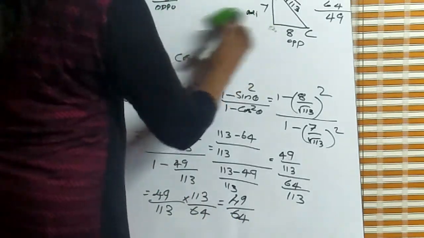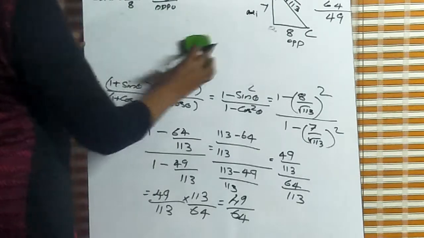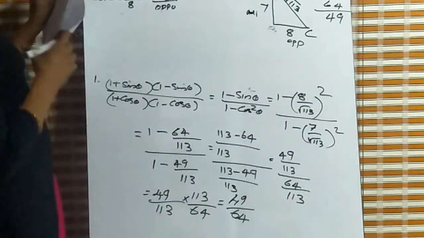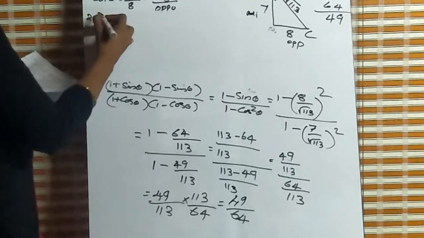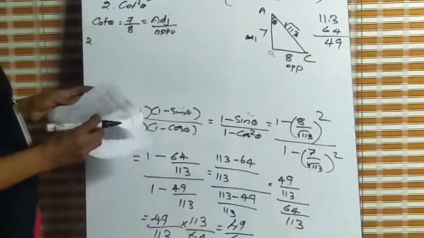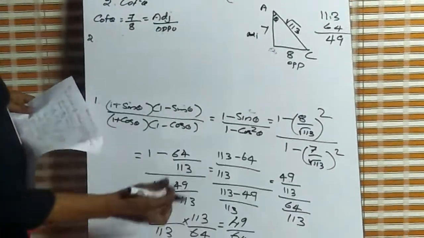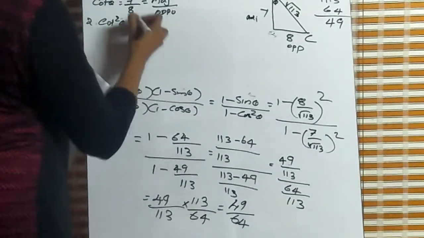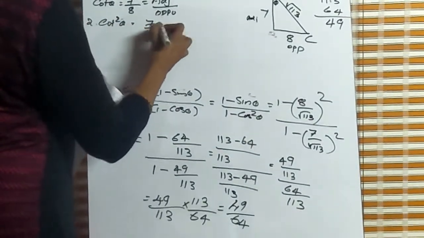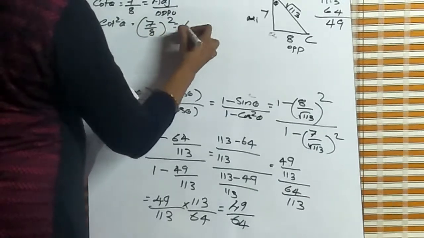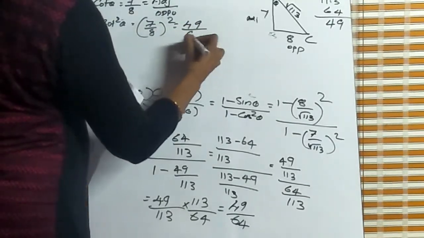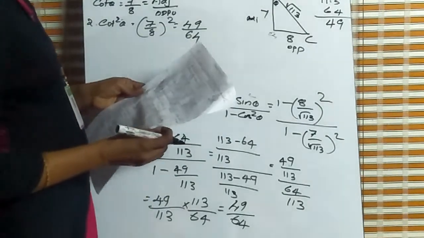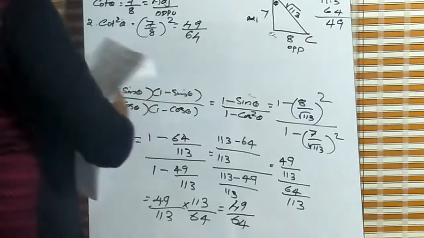Now the second part of our question is to find cot square theta. Cot theta is 7 by 8, so the whole square equals 49 by 64. Cot square theta is equal to 49 by 64.